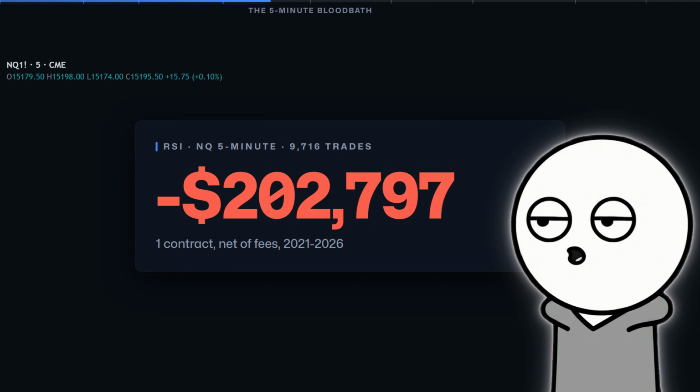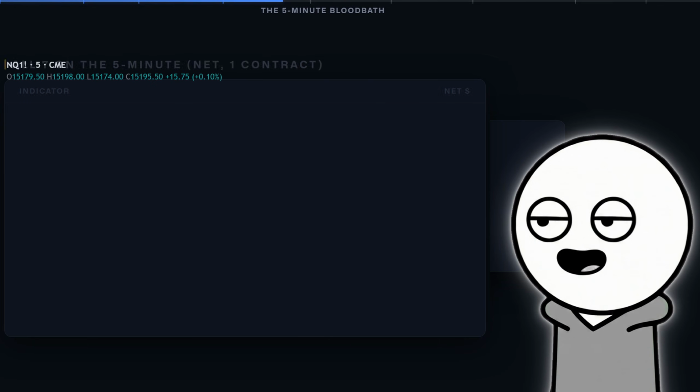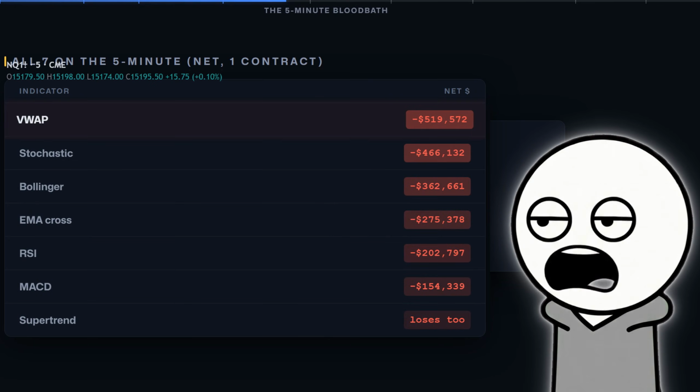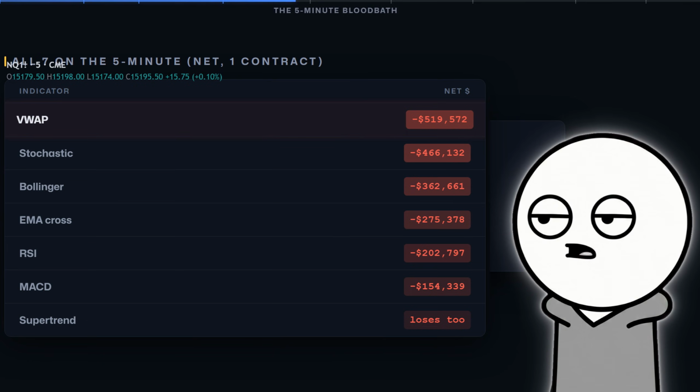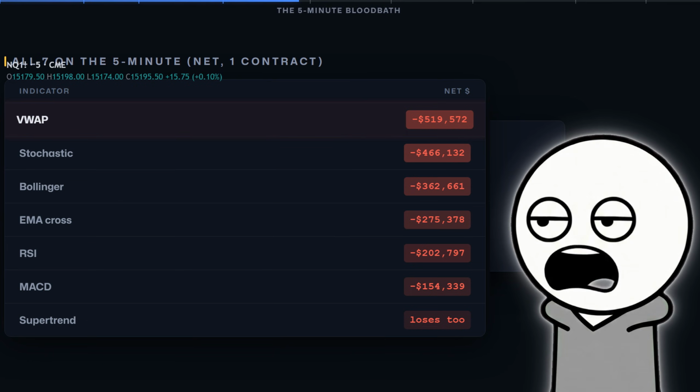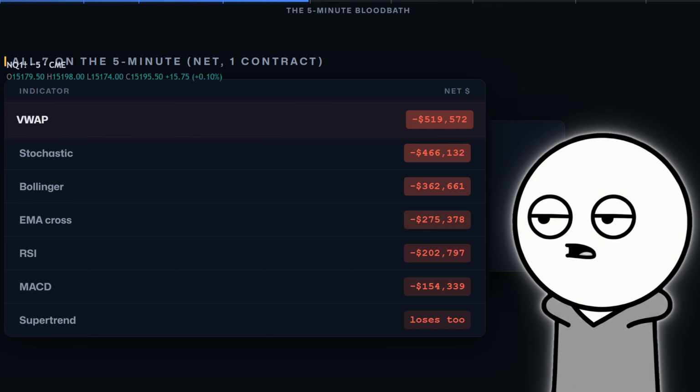And it was not alone. We ran all 7 on the 5-minute, and every single one lost. Stochastic, down 466,000. Bollinger, down 362,000. VWAP, the worst of the entire test, down over $500,000. 7 indicators, the time frame they are sold on, 0 survivors.